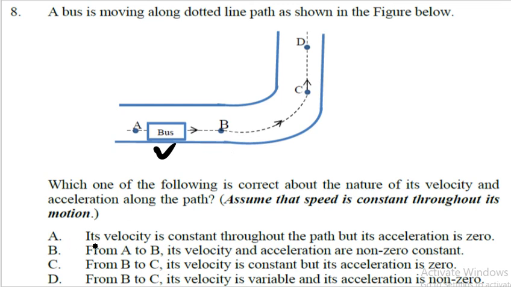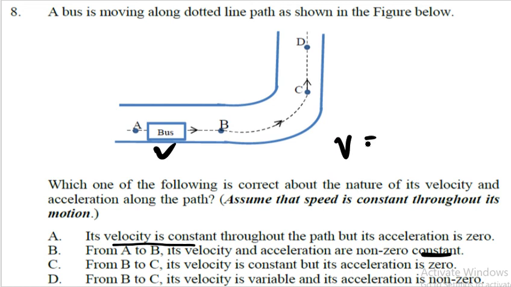So it says A, its velocity is constant throughout the path. No, velocity cannot be constant. If the velocity is constant, the bus cannot move up. It has to increase the speed. B, from A to B, its velocity and acceleration are non-zero and constant. I mean, velocity and acceleration at the same time cannot be non-zero and constant.